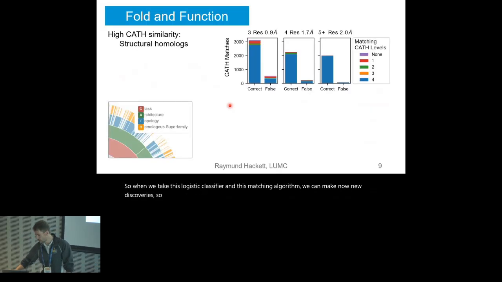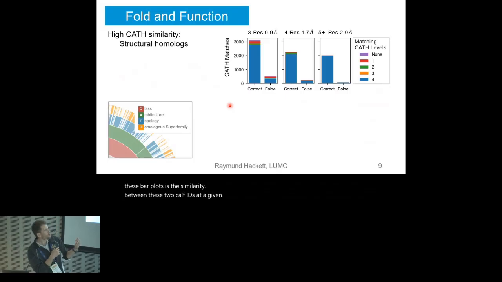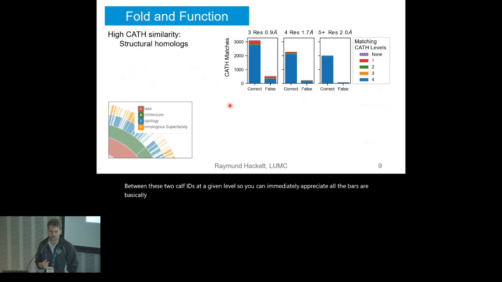So first, we checked how well our matching agrees with the CATH classification system. So we have CATH annotations for all our templates, and we can compare that to the CATH annotation of the query structure a given template was matched to. And what you see here in these bar plots is the similarity between these two CATH IDs at a given level. So you can immediately appreciate that all the bars are basically all blue, which means that for the vast majority of our hits, there's a perfect alignment between the CATH similarity of the template and of the query structure.